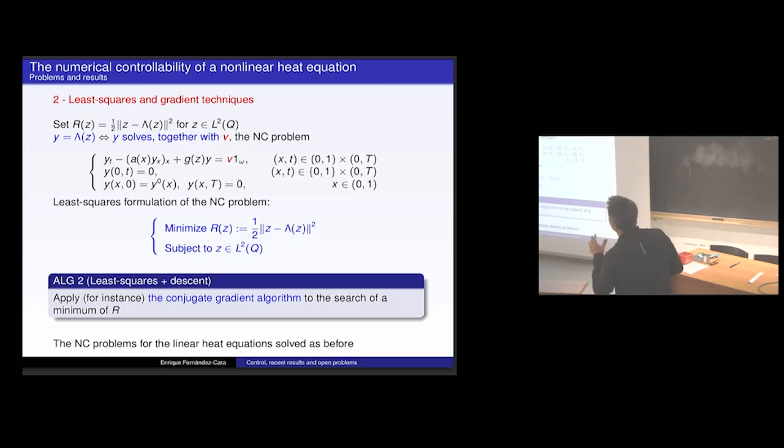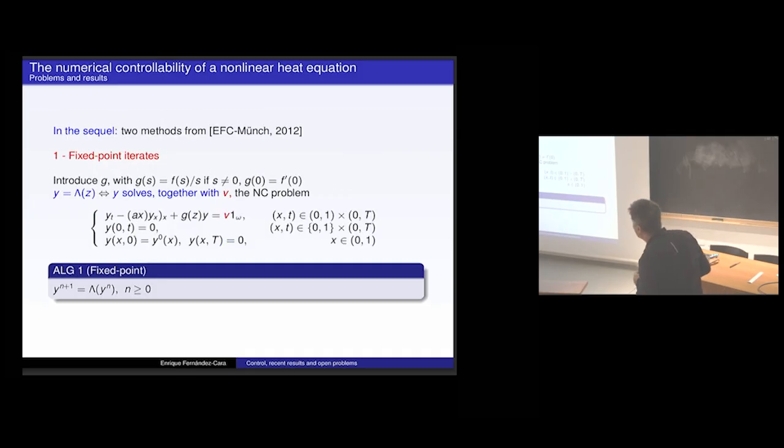And the second and more interesting viewpoint is this one. I now use least squares and gradient techniques in order to accelerate the convergence. This is done by considering again this problem and minimizing this quantity. What we are looking for here is a fixed point of lambda. A fixed point of lambda gives the result.